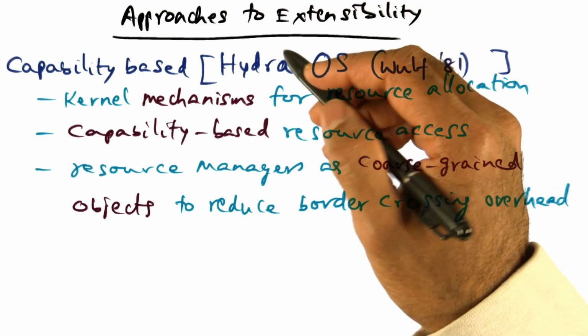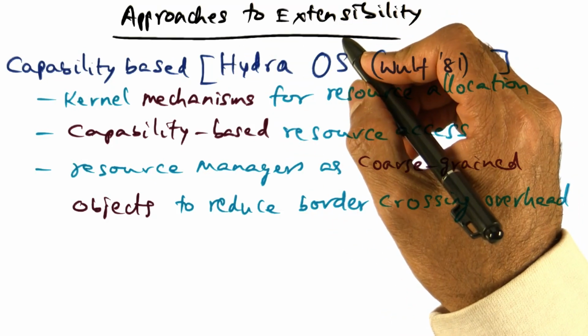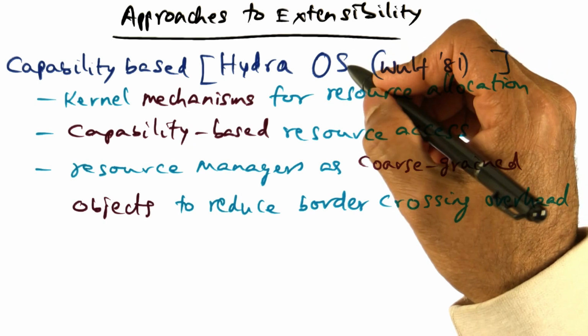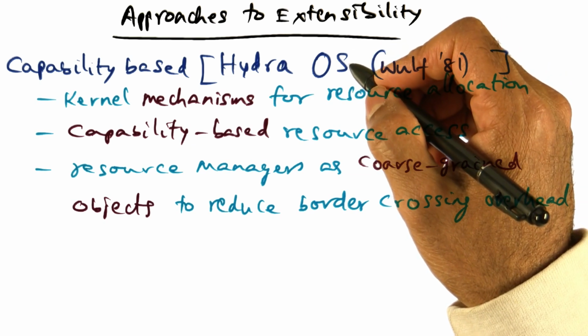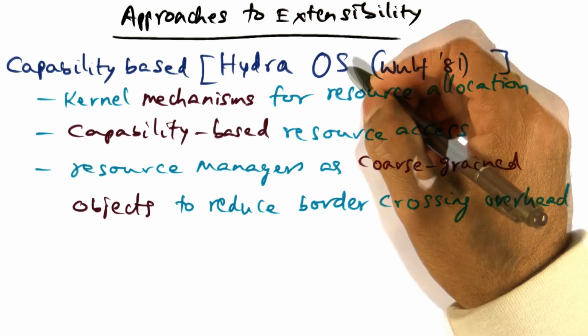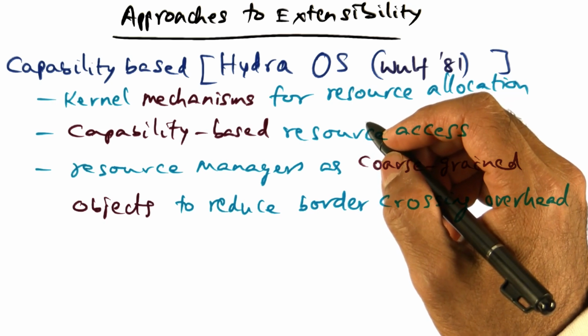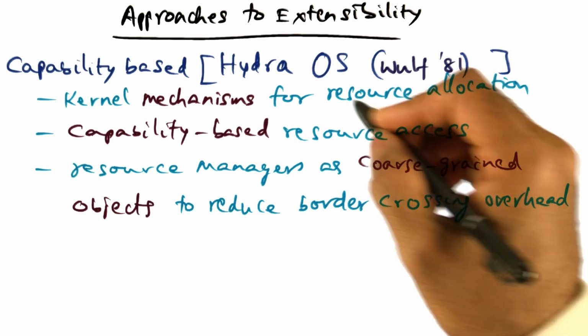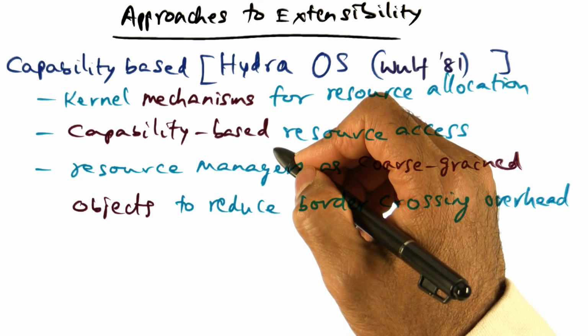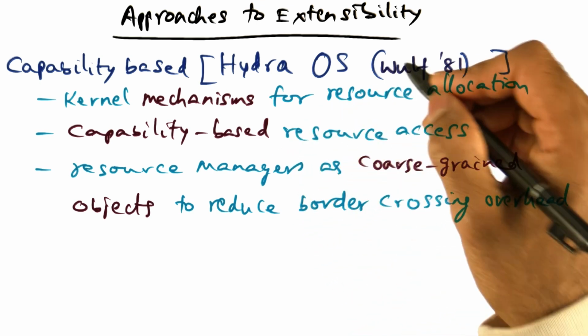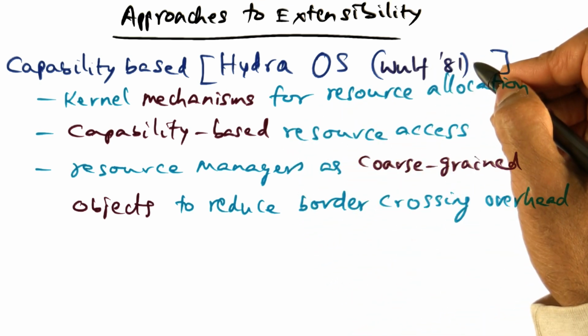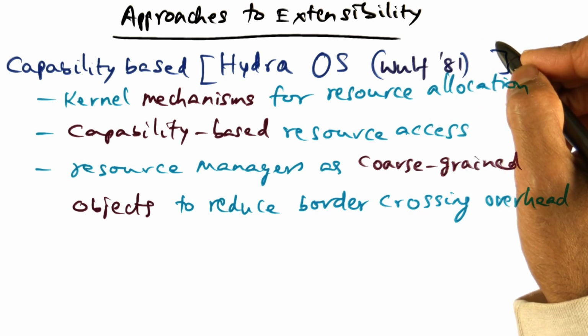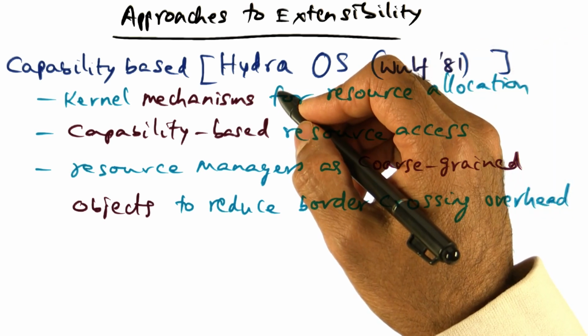We will now turn our attention to the issue of extensibility and some of the approaches that have been taken to achieve this goal. Historically, I should mention that there was interest in extensibility at least as far back as 1981 with the system that was developed at CMU called the Hydra operating system.